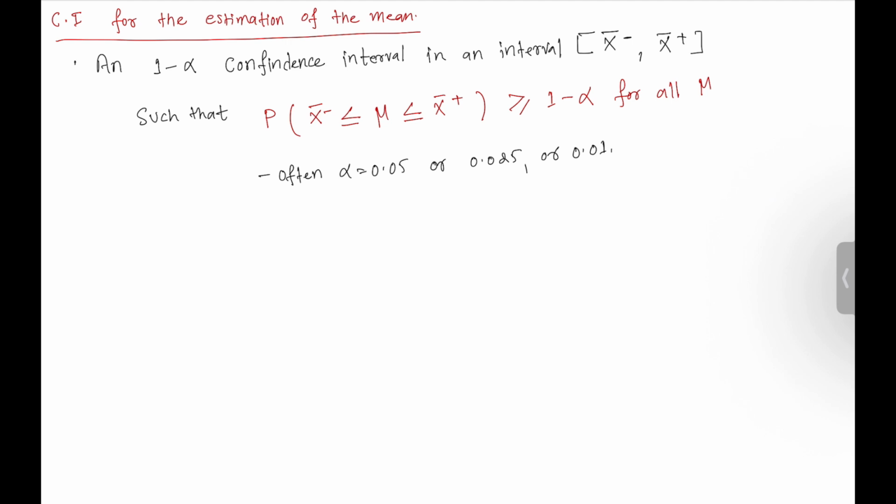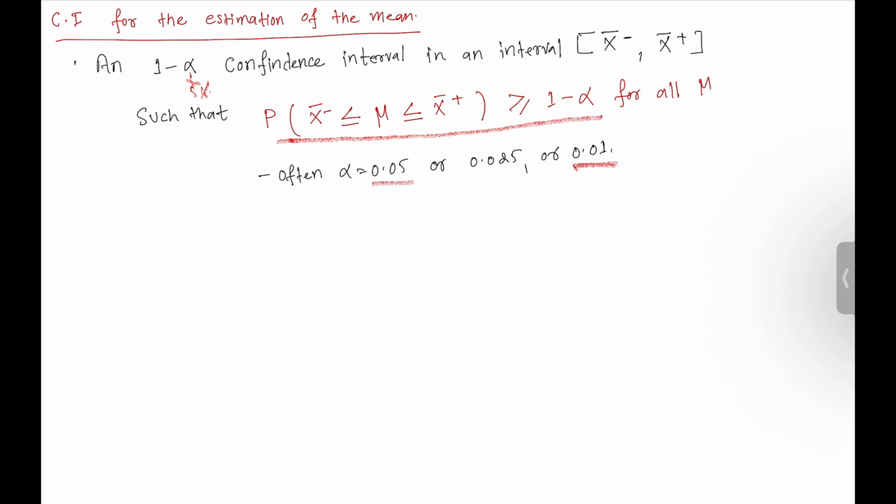Now what does this probability mean? Let me first clear up that if I am talking about the 95% interval, then this alpha will be 5% or 0.05, or if I am talking about the 99% interval, then this alpha will be 1%, and 1 minus alpha will be 99%. Now coming to this probability, what kind of belief or interpretation should we take from it?